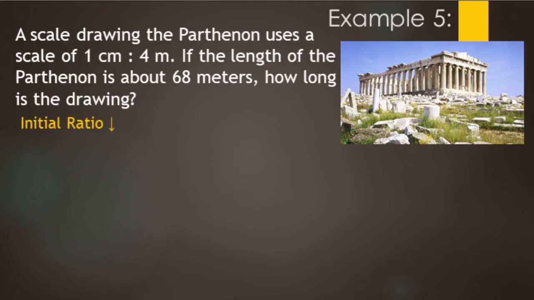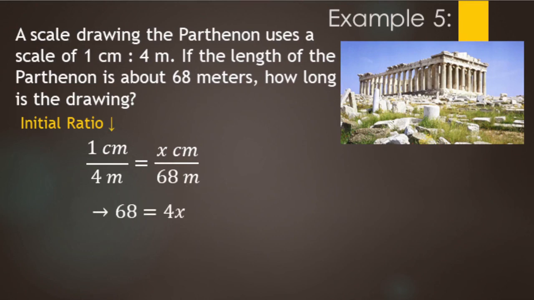So we're going to set up an initial ratio, same as the last one. We're going to do 1 centimeter to 4 meters. So it's centimeters to meters on our initial ratio. For our proportion, we're also going to do centimeters to meters. So we're trying to figure out how many centimeters it is. How long is the drawing? So we're going to do x centimeters to meters, and it says right here, 68 meters. So that goes there. Now that we've set up our proportion, it's just cross multiply and solve. So we're doing 1 times 68, and that's going to equal 4 times x. So divide by 4 and you get 17 centimeters for your drawing.